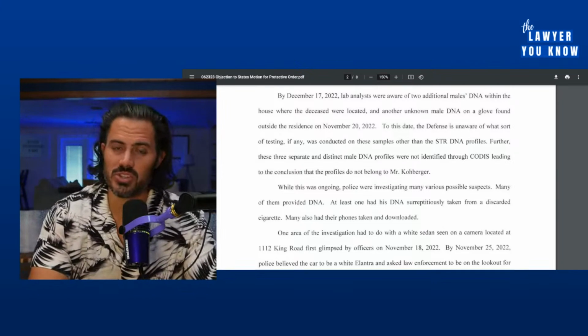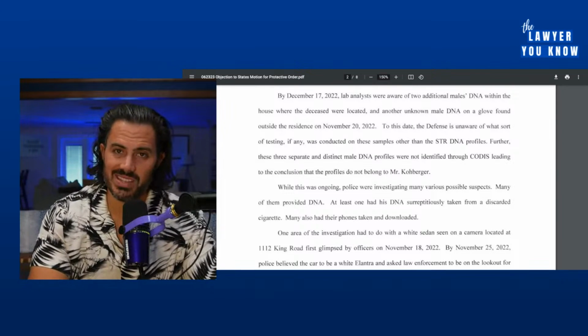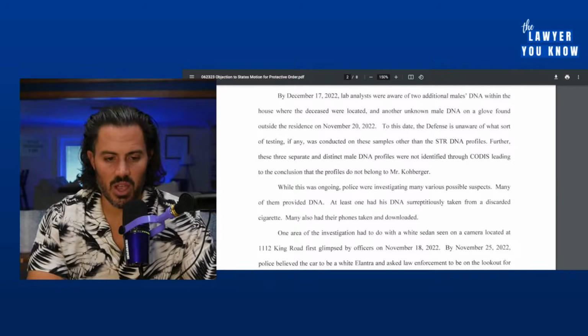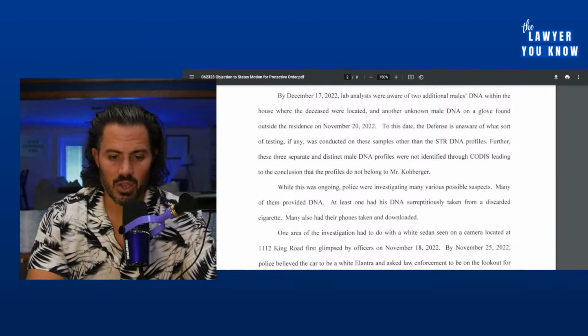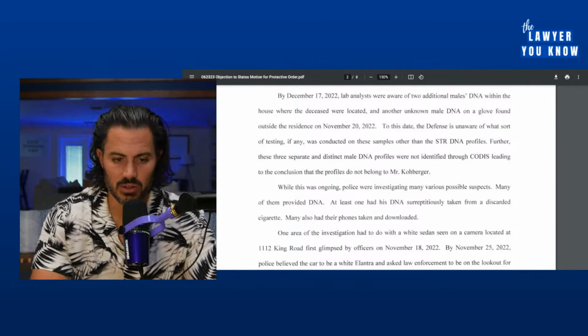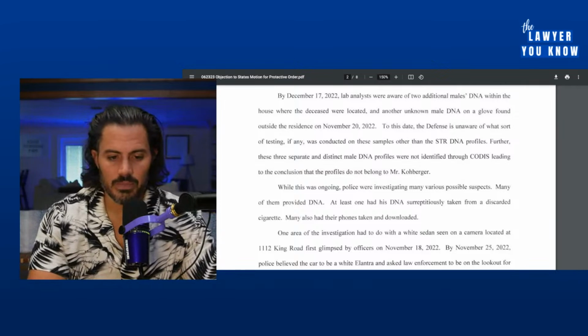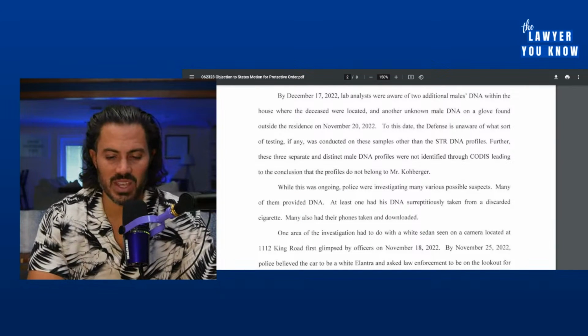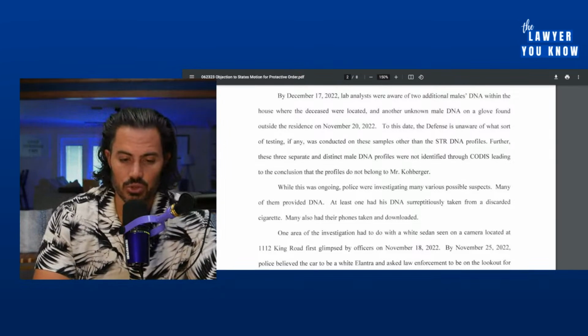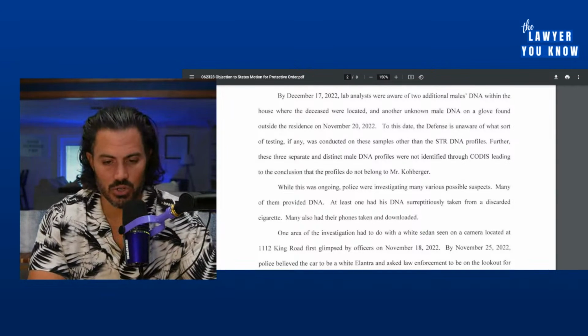And I don't just like the law enforcement of the state saying, trust me, they're not involved. To this date, the defense is unaware of what sort of testing, if any, was conducted on these samples other than the STR DNA profiles. Further, these 3 separate and distinct male DNA profiles were not identified through CODIS, leading to the conclusion that the profiles do not belong to Mr. Kohberger.